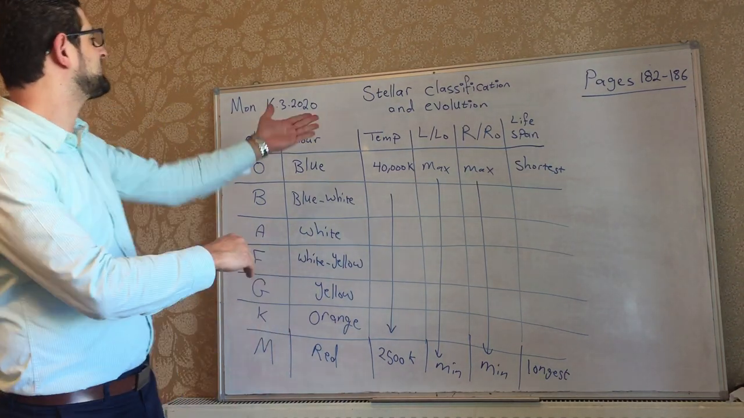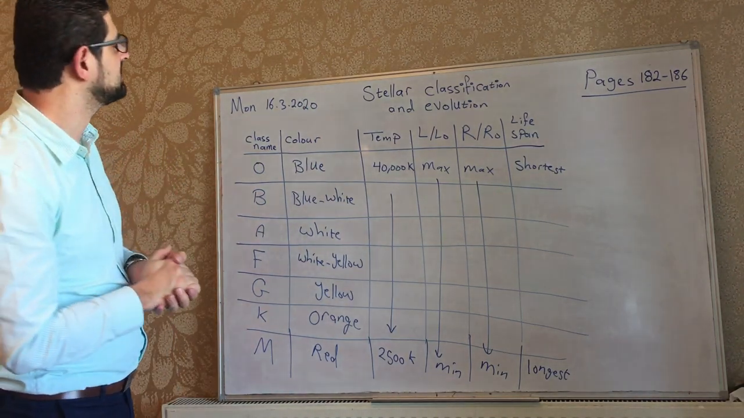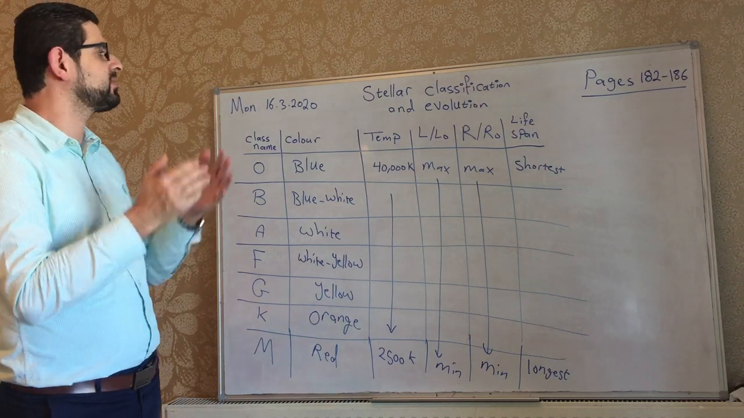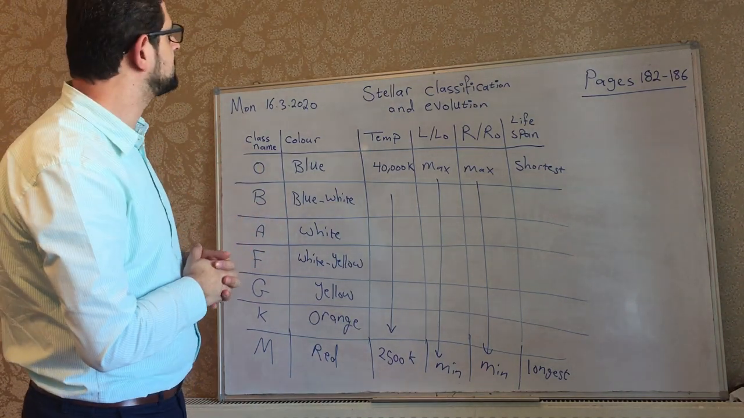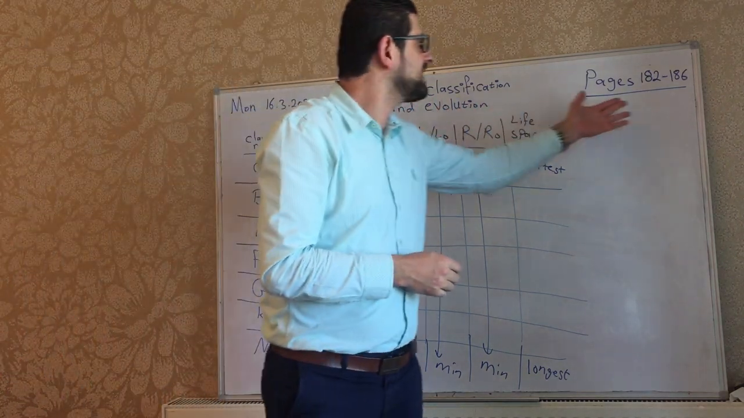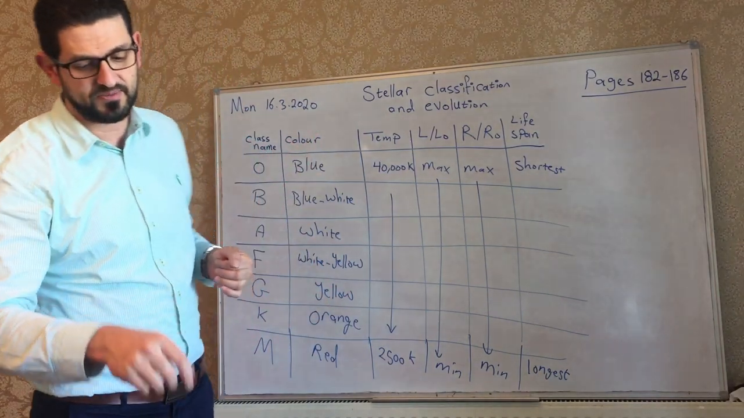We will be studying stellar classification and evolution. We started star classification previously in the school, and now we want to continue and reach star evolution. You can find everything here, pages 182 to 186 in your book.